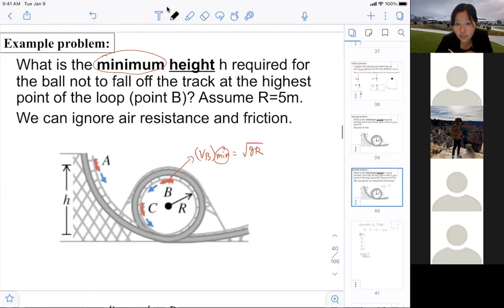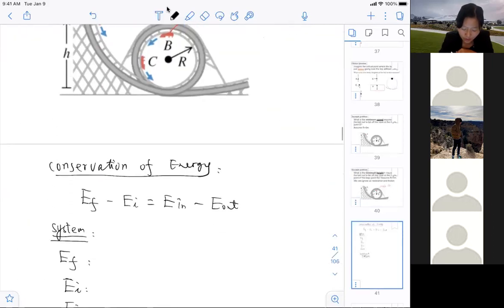Are you interested in the track? Are you interested in a rock? Are you interested in a ball? What is the object you want to analyze? That's what I mean by system, okay? So what did you want to choose to be your system? The cart that's moving. Yeah, the cart that's moving, or the ball if it's a marble. So we're just going to say this is the ball.